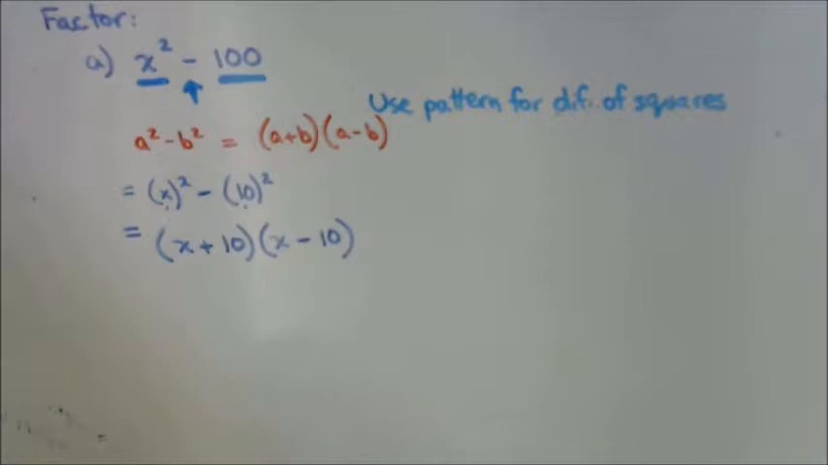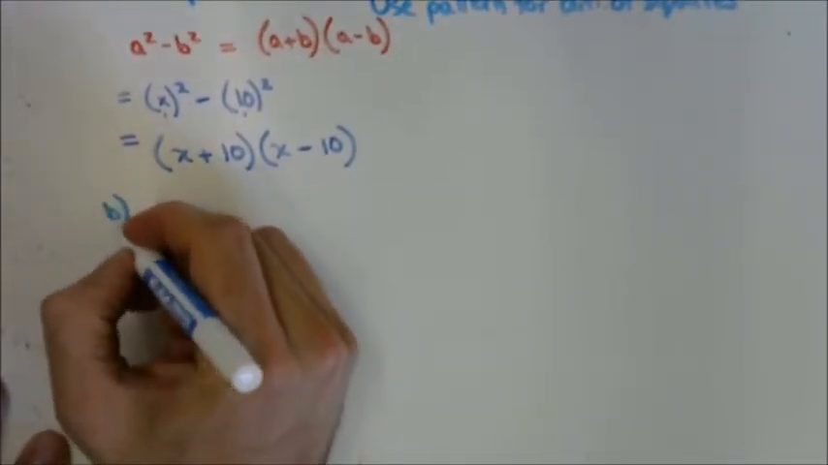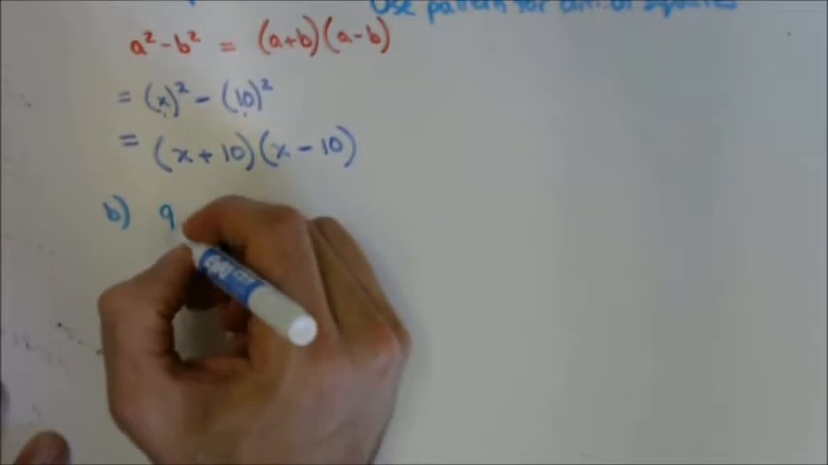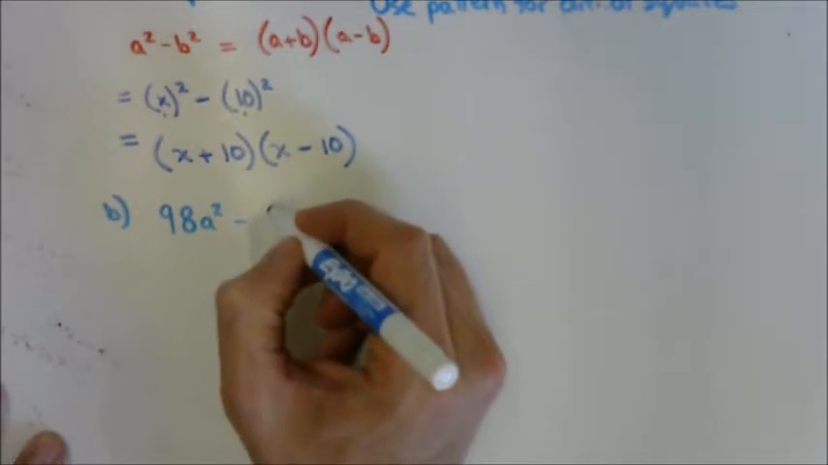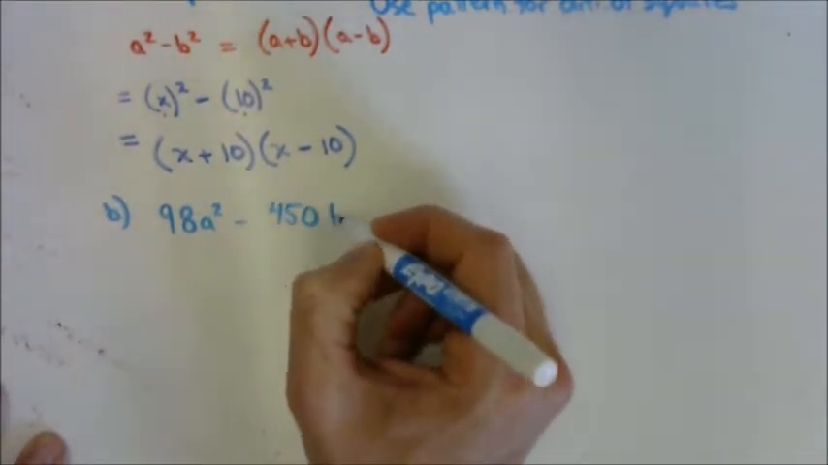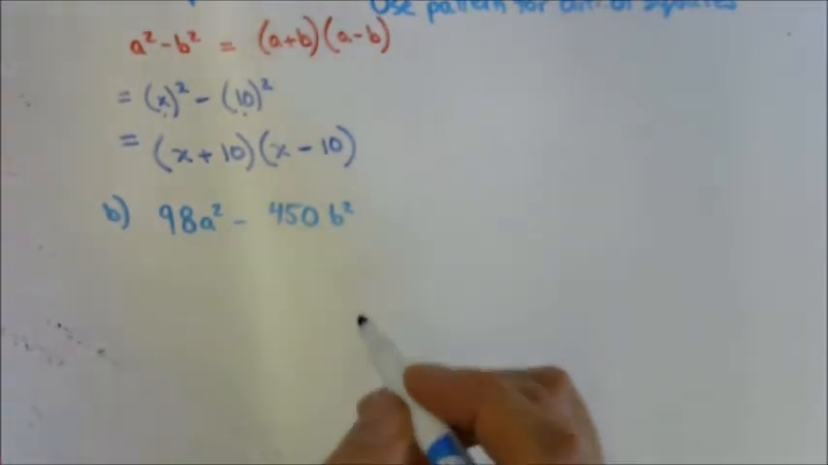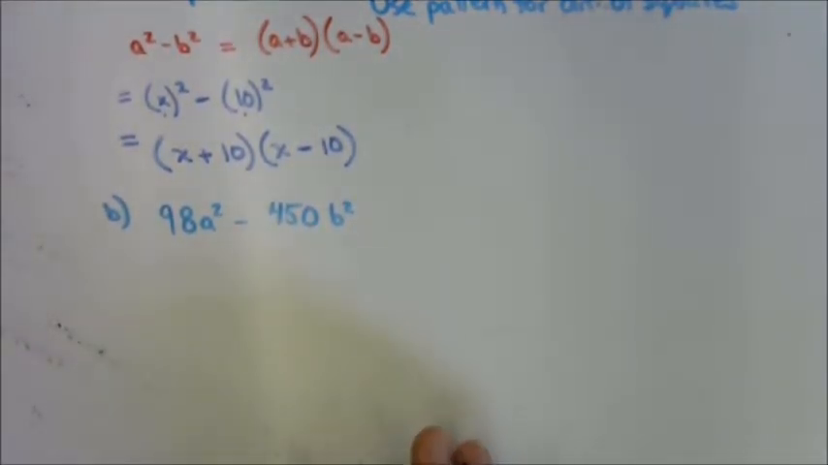Example 2 is 98a squared minus 450b squared. And we're asked to factor. Now don't get your thinking caught in a rut. What is the first thing that we want to do when we're factoring? What's the easiest thing to even do right off the bat? We could say, are they even numbers? They are. What does that mean? You can divide them, factor them out. That means no matter what, we know we can factor out the number 2.